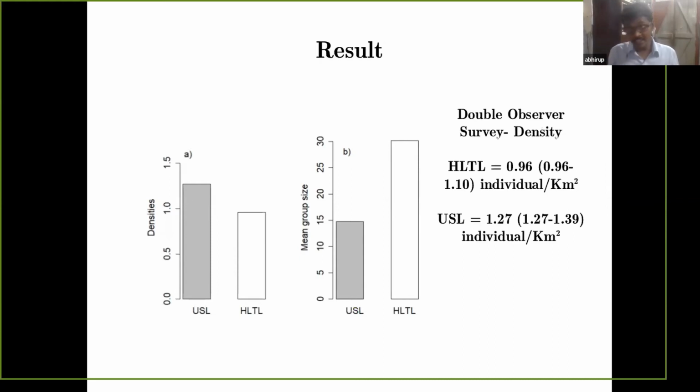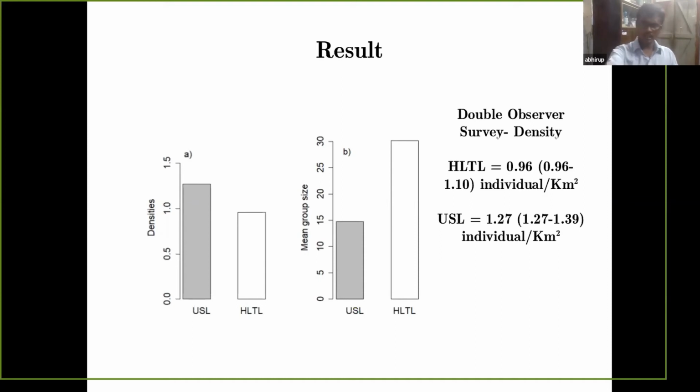Now, if you look at the density, USL has a considerably higher density estimate. In most of the Ladakh Urial work that was done before, which is very few, but at least three or four works, the densities are always lower than one individual in most of the areas. But Upper Sham landscape has 1.27, whereas HLTL has 0.996, which is very close to 1.